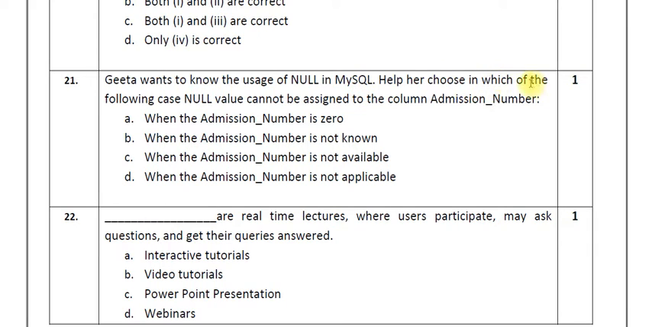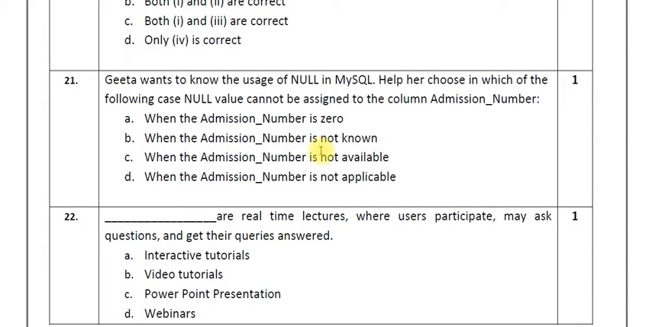Help her choose in which of the following cases a null value cannot be assigned to the column admission number. Answer it accordingly. Null means nothing. So when the admission number is 0, the admission number can never be 0.